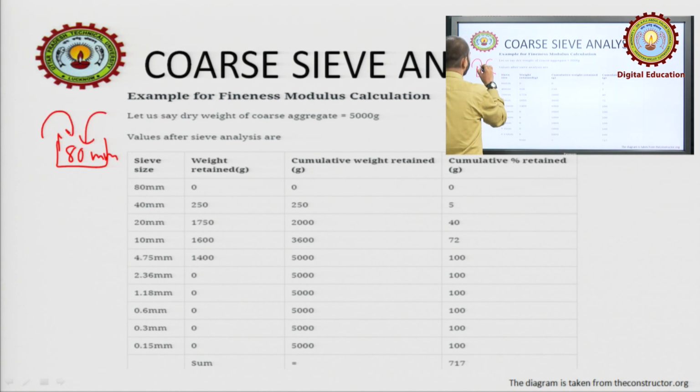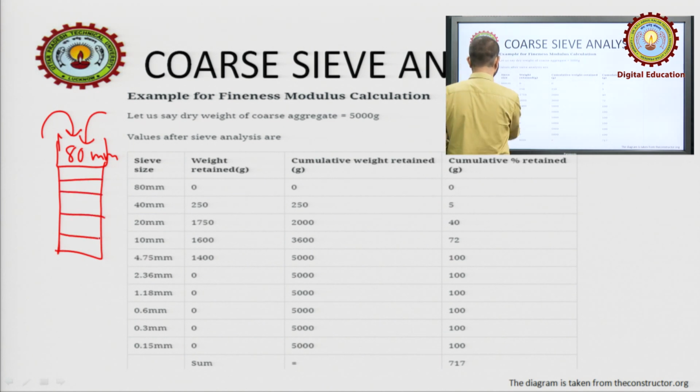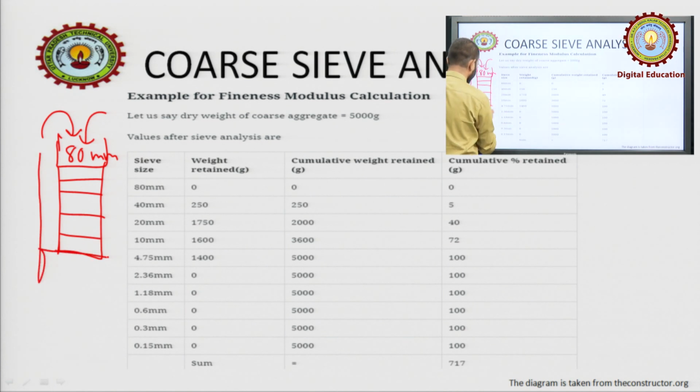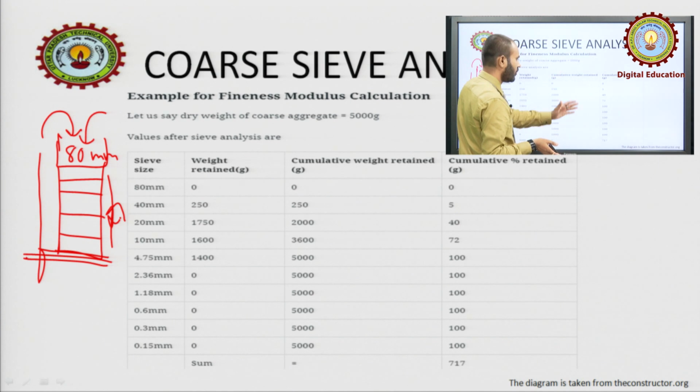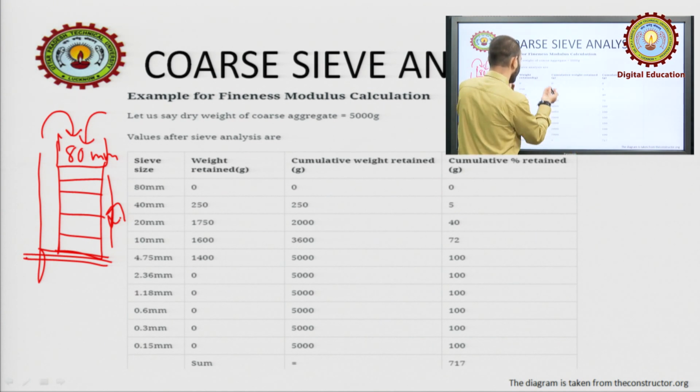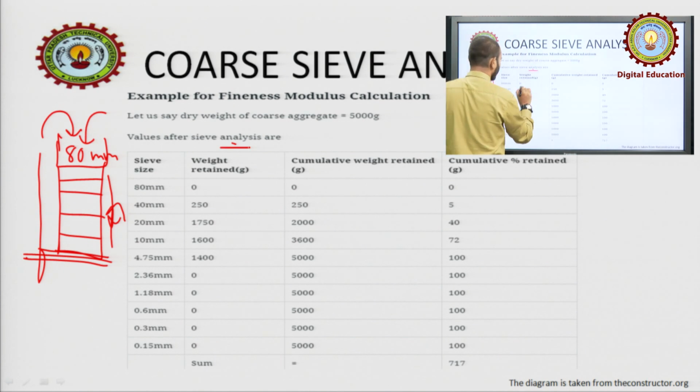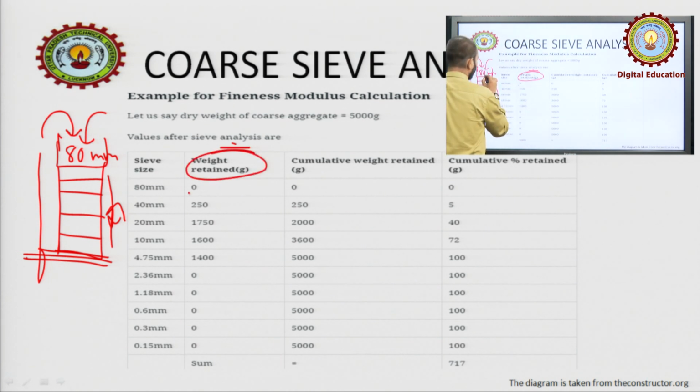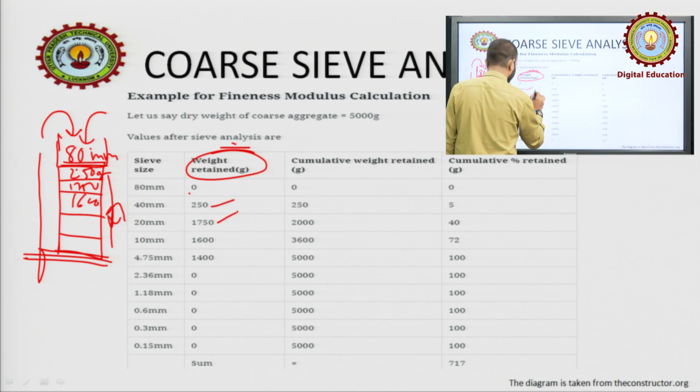All the soil will be put onto the 80 mm sieve, and there are a number of other sieves also. Now this will be shaken. The mechanical shaker will move it here and there and shake it. After the test is completed, we found the weights retained. On 80 mm, nothing is retained, it is empty. In 40 mm, 250 grams was retained. Similarly, in 20 mm there was 1750, then 1600 and so on. Different weights retained were found.